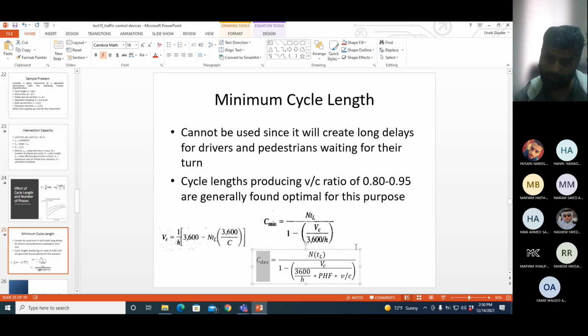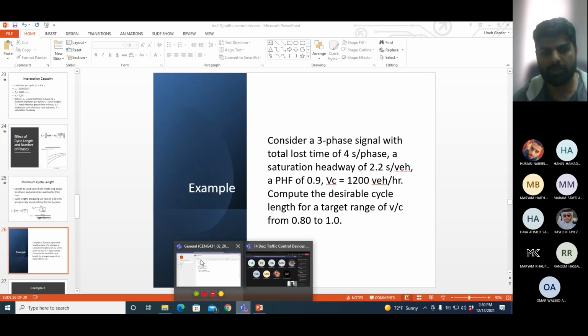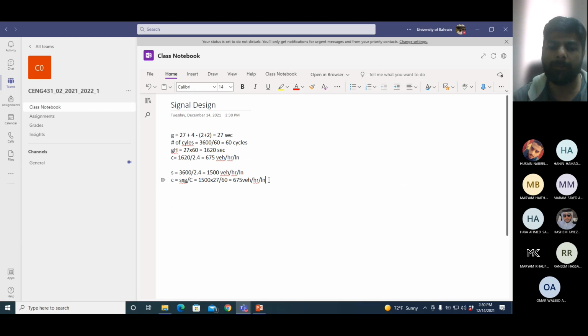Let us look at a very quick and small example. A three-phase signal is given, loss time is given, headway is given, peak hour factor, VC, and they want us to calculate desirable cycle length using different values of V by C ratio. They want us to observe the effect of V by C ratio on the cycle length. So what are the things which are given?